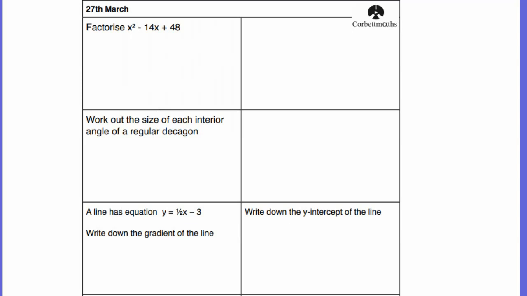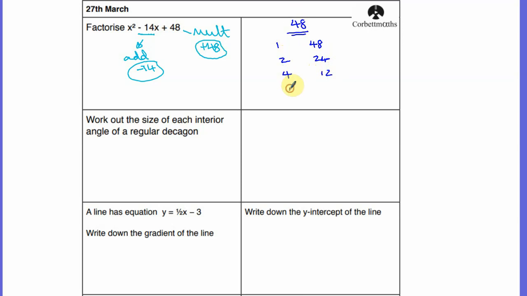Just turn my tablet back on. Okay, back online. So, factorizing. We want to, remember, we've got to multiply to make plus 48, and they need to add to make minus 14. So, let's have a look at our factors of 48. We've got 1 and 48, we've got 2 and 24, we've got 4 and 12, we've got 6 and 8.